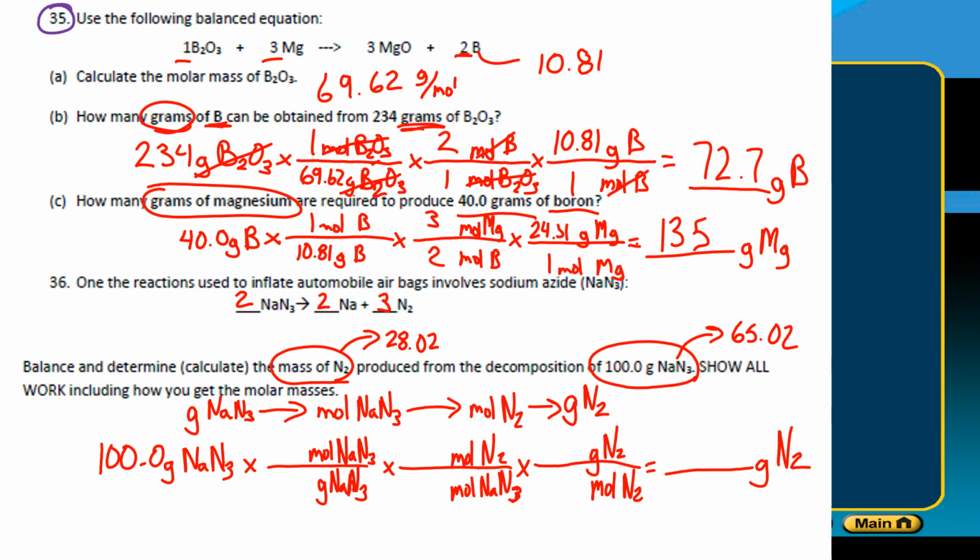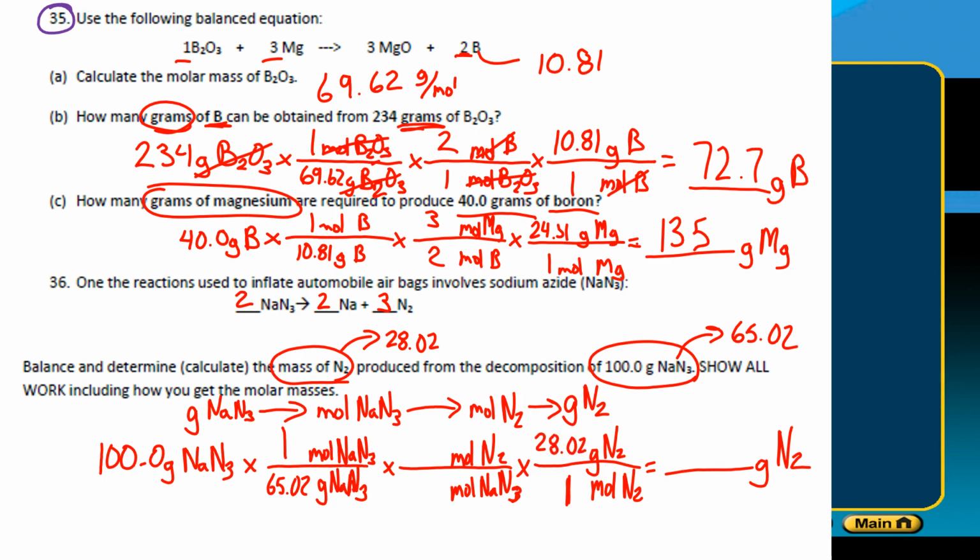All right. So, a couple of things to remember. Remember, molar mass is always relating to 1 mole. So whatever your molar mass is, it's related to 1 mole of that substance. So we're starting out with NaN3, so 65.02. Over here, grams of nitrogen, 28.02.